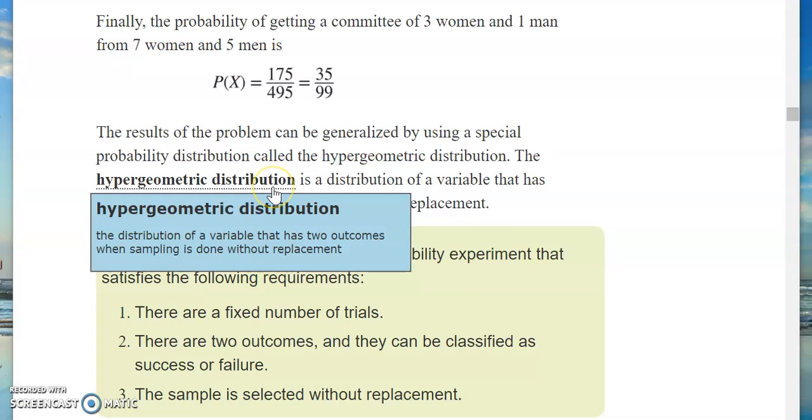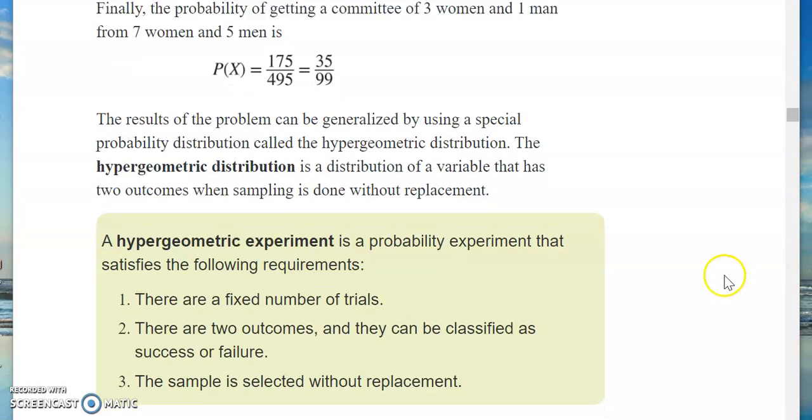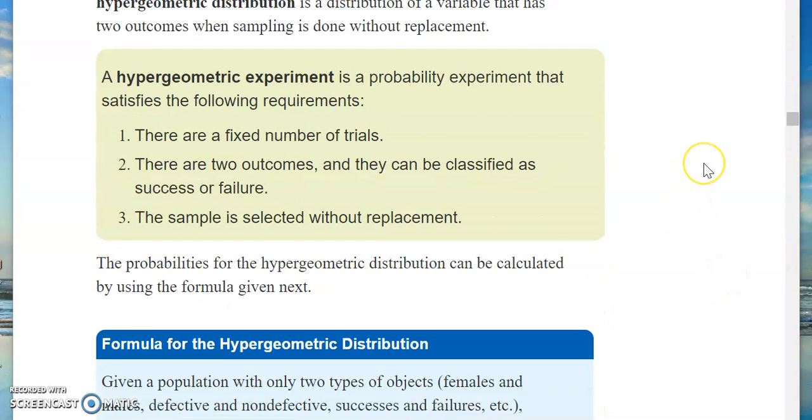Okay, here's the brief definition. It's a distribution of a variable that has 2 outcomes, and the sampling is done without replacement. See, if you were doing it with replacement, you wouldn't need this. You would just call that a binomial distribution. But we're doing it without replacement. Therefore, we're going to use the hypergeometric distribution. So here's the formal definition. All of these are pretty straightforward, right? Fixed number of trials, 2 possible outcomes.